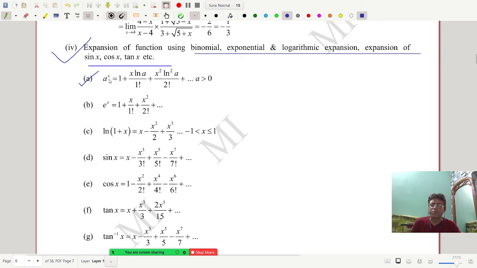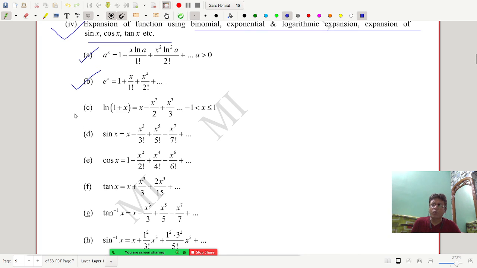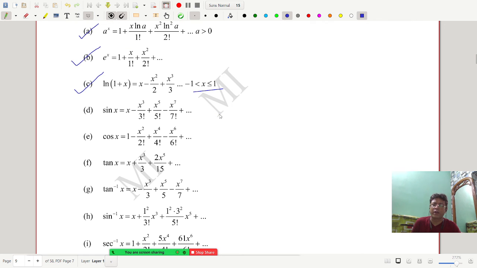So what is the expansion of a to the power x? 1 plus x ln a by factorial 1, plus x squared ln squared a by factorial 2, etc. What is the expansion of e to the power x? 1 plus x by factorial 1 plus x squared by factorial 2 plus etc. What is the expansion of ln(1 plus x)? That is x minus x squared by 2 plus x cubed by 3, etc., provided that minus 1 is less than x less than or equal to 1.